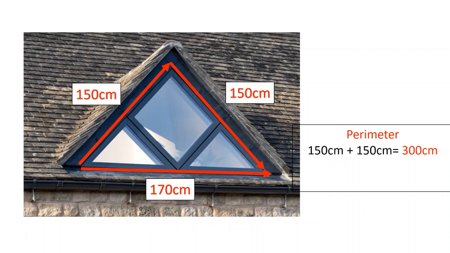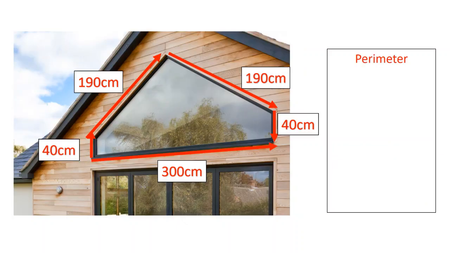Okay, so I'm adding this time 150 centimetres add 150 centimetres, because I think that's quite an easy two numbers to add together. I'm getting 300 centimetres. I can then add the third line of the triangle, which is 170 centimetres, and altogether I've got 470 centimetres. So the perimeter of this triangle is 470 centimetres.